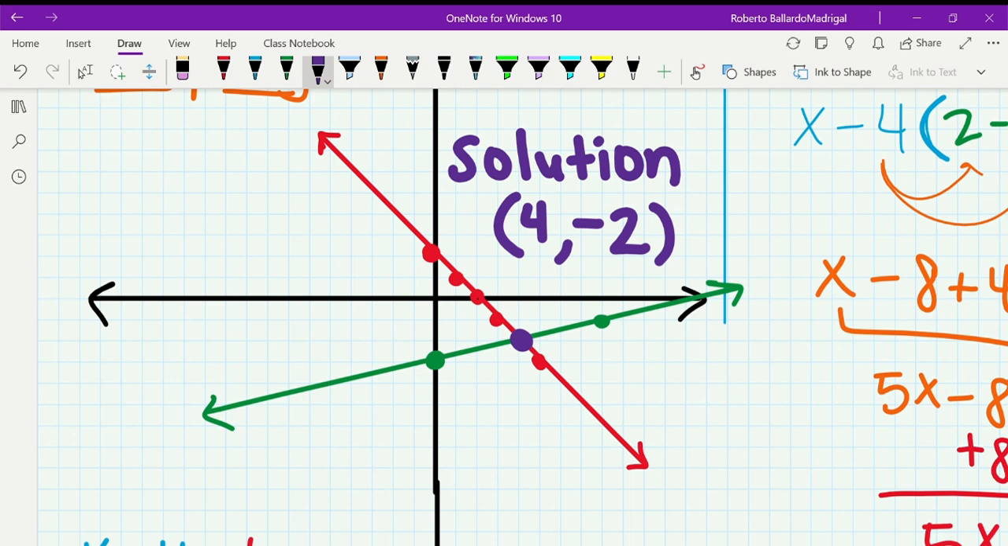Are there any questions when it comes to graphing before we move on? Because we are going to talk about 3 variable systems. All right.